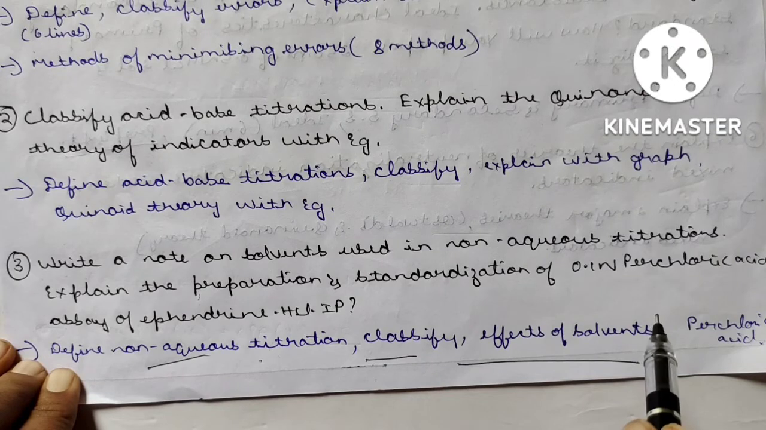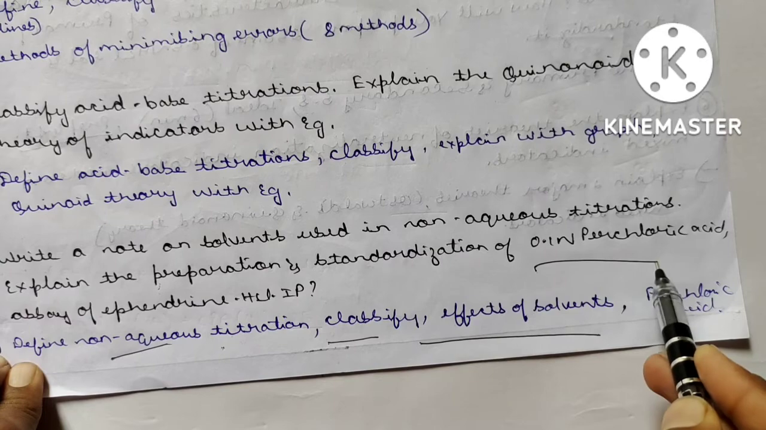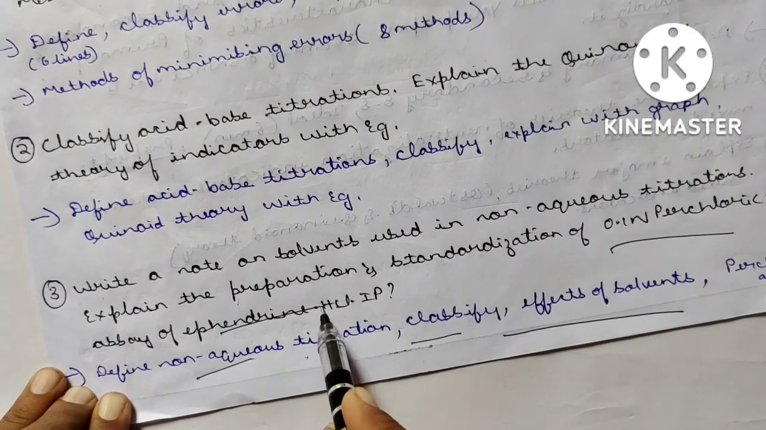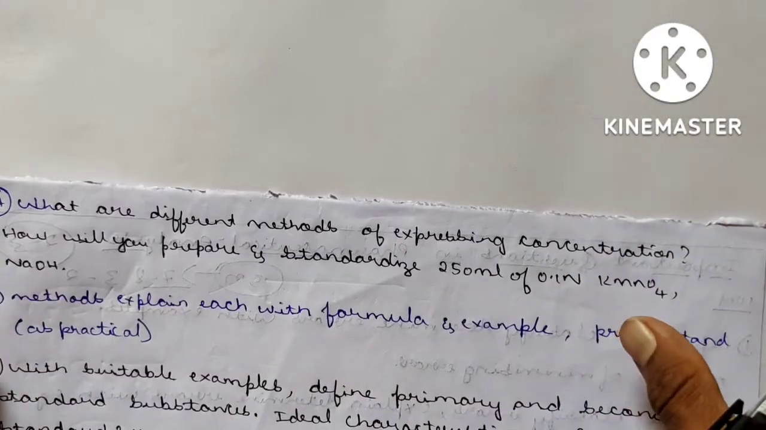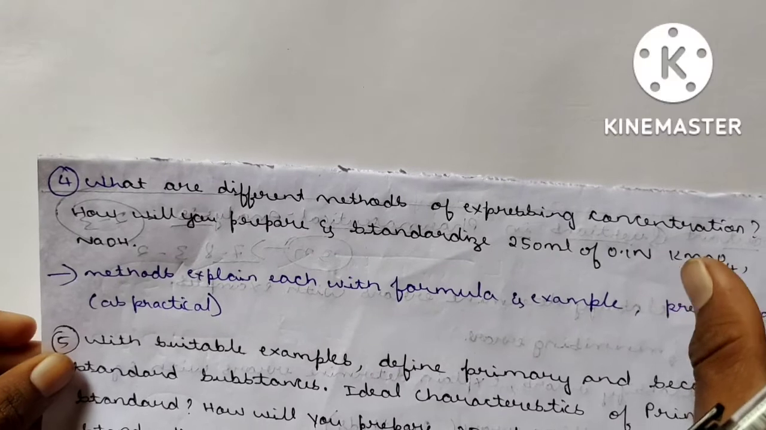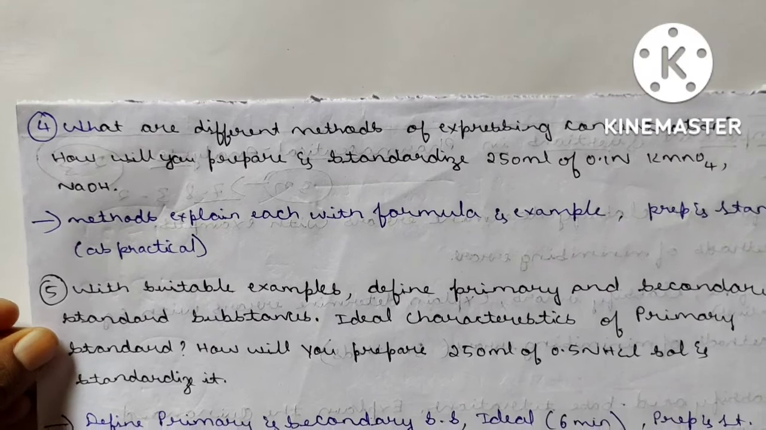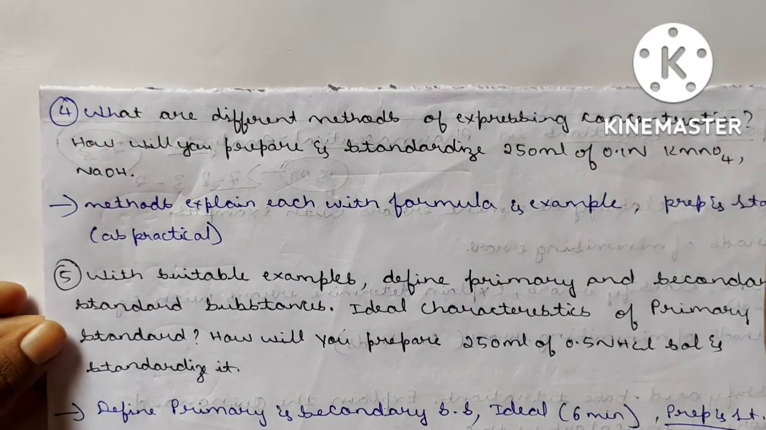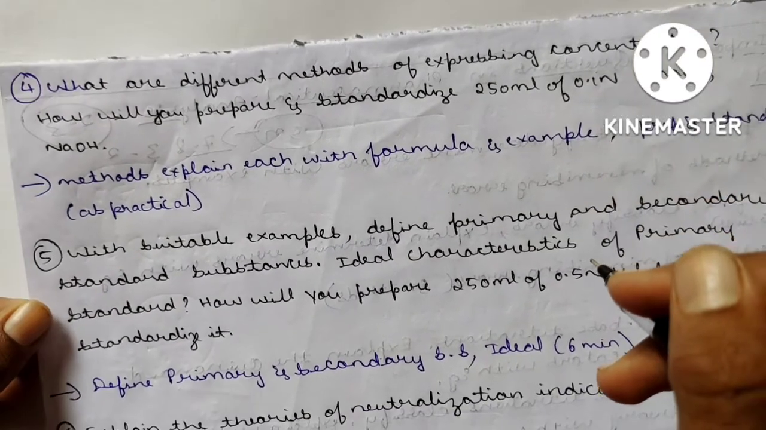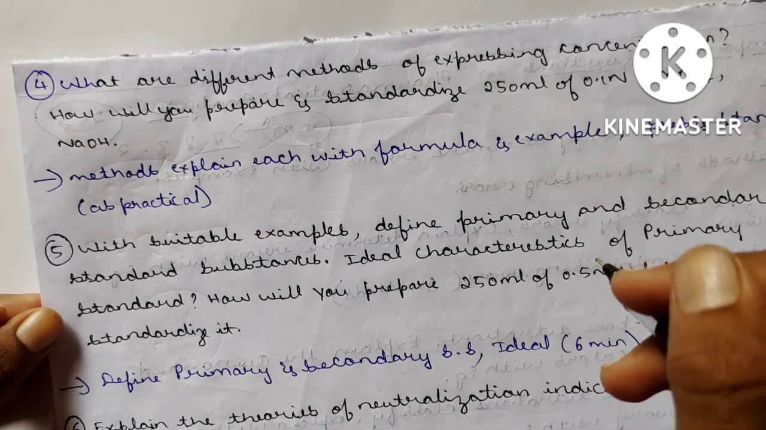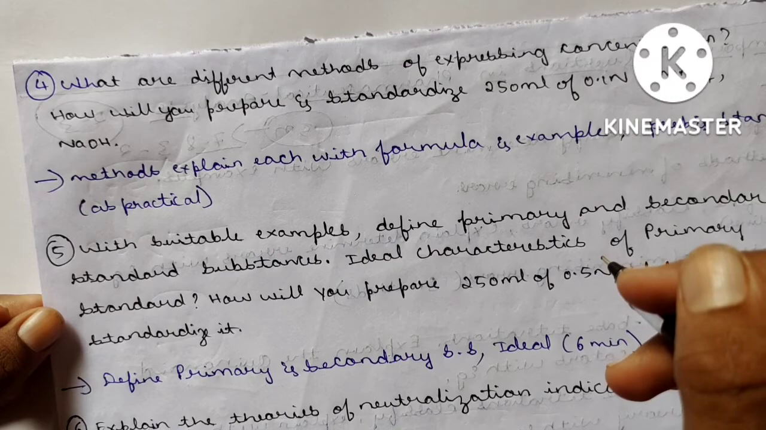Then they ask about a particular one, perchloric acid, standardization and preparation. Once they will ask perchloric acid, in one question paper they asked ephedrine hydrochloride. From these two, one is fixed for your examination. Now next is our fourth question: what are the different methods of expressing concentration? How will you prepare and analyze 250 ml of 0.1 normal potassium permanganate and sodium hydroxide? First you write the methods of expressing concentration, like normality, molarity, formality. All these you have to write.